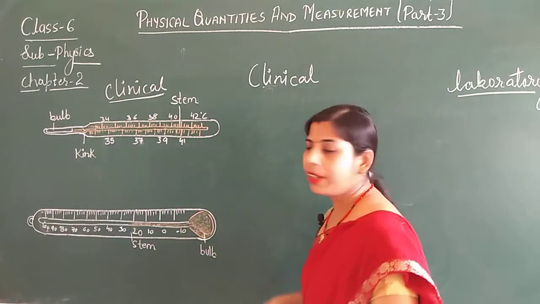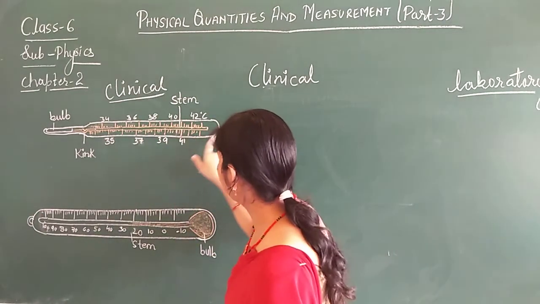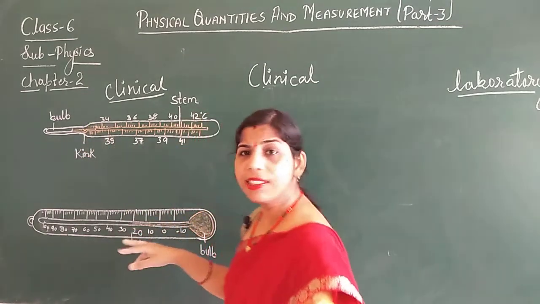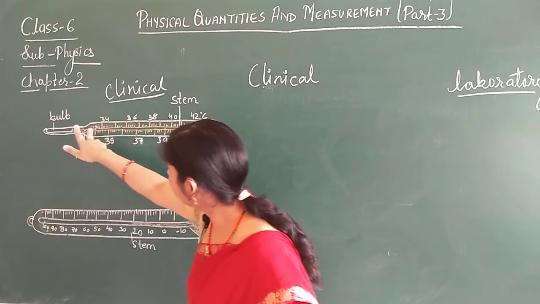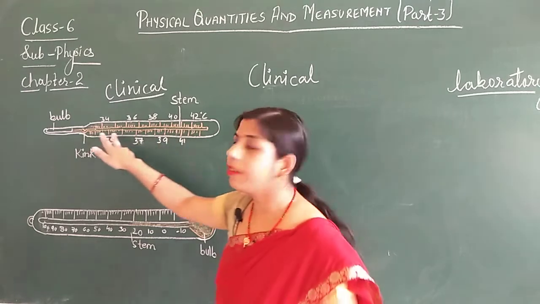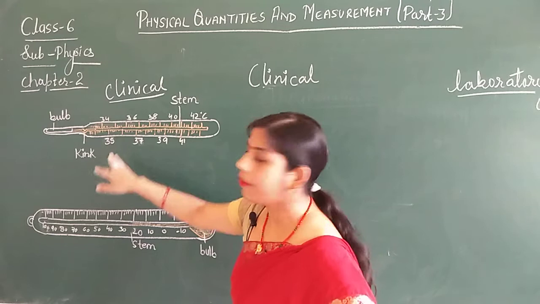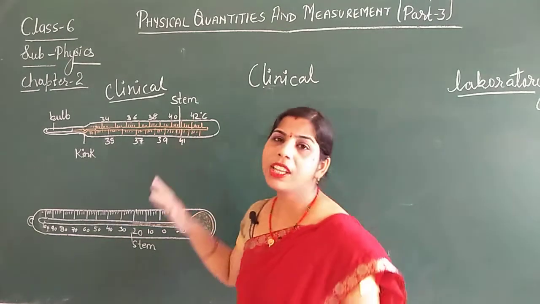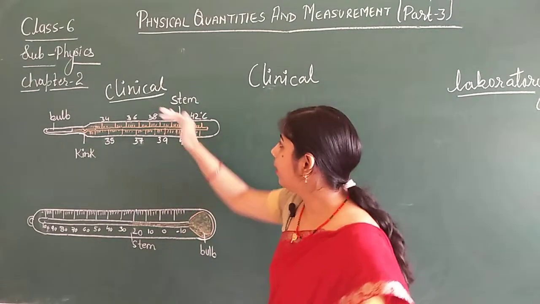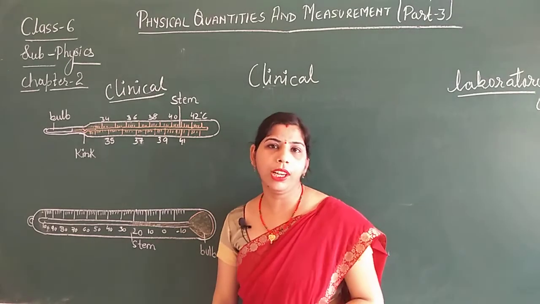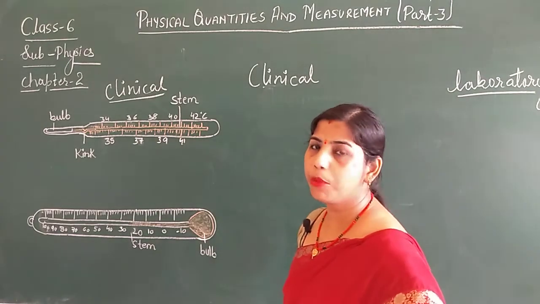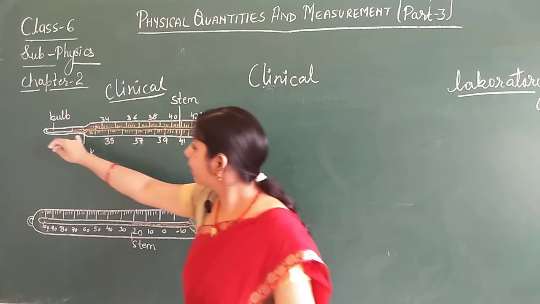In the clinical thermometer, you can see there is a glass stem. In this glass stem, one capillary tube is there. That capillary tube is filled with mercury, and the marking given here is from 35 degrees centigrade to 42 degree centigrade. This clinical thermometer is utilized to measure the temperature of the human body, and here a bulb is there.